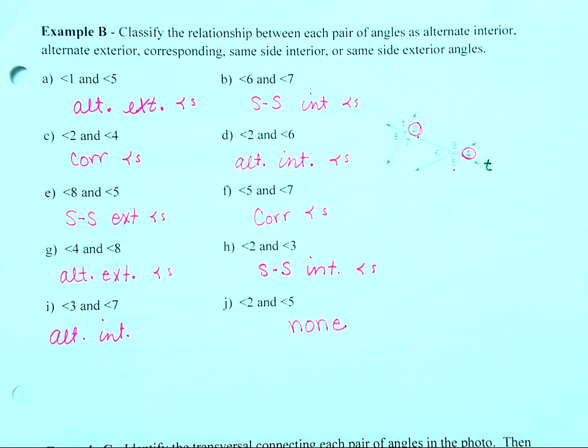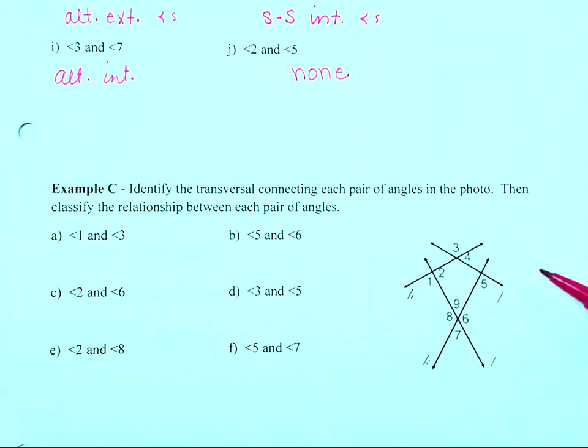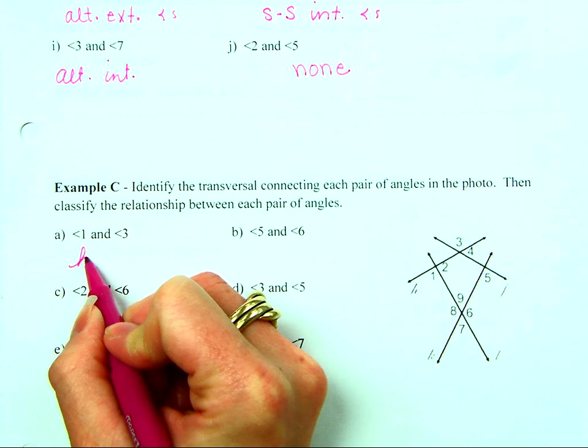Sometimes they ask the questions in a little bit different way, like in example C, where the diagrams are a little bit more complicated because I have more than just 3 lines. So example C asks us to identify the transversal connecting each angle pair, and then to classify them. As I look at angle 1 and angle 3, in each case my transversal is going to change, but the line that cuts through and connects both of them is line H. That is my transversal in this case. So I'm going to say that line H is my transversal.